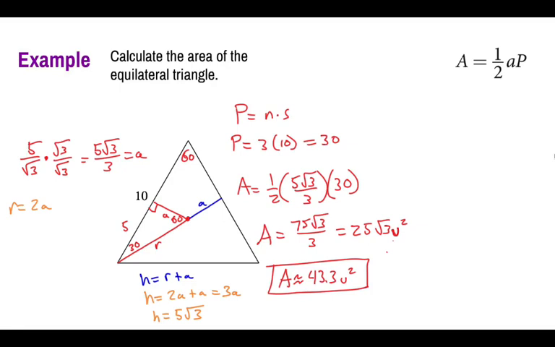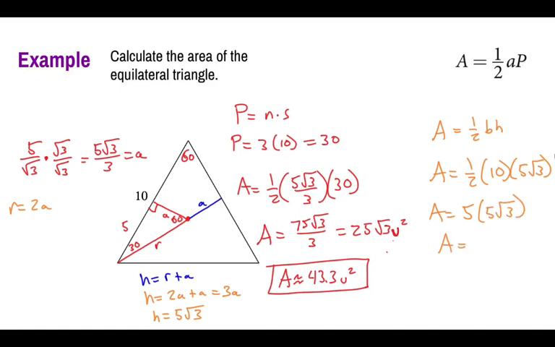We have the base, it's 10. We can use our other formula too. Area equal to 1/2 base times height. So 1/2 our base of 10 times our height of 5 square root 3. Half of 10 again is 5. And 5 times 5 square root 3 is just going to get us 25 square root 3, which is exactly what we had right here. So our answer is exactly the same. 43.3 square units.